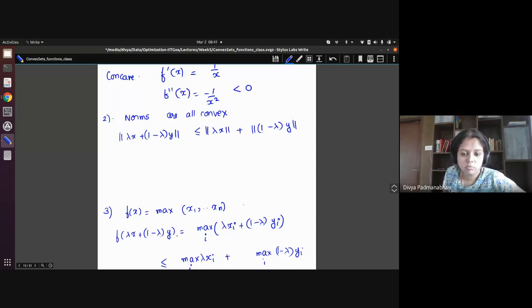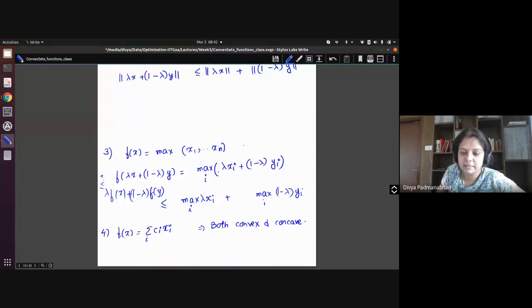So what you could do is take the max of this. This is the one you have, f of lambda x plus 1 minus lambda y. You want to see if this is less than or equal to lambda f x plus 1 minus lambda f y. You want to compare it against this one, and check if this is true. If you take this max over each of the coordinates, this is a joint term, and if you split these, the summations, you're going to get something even bigger.